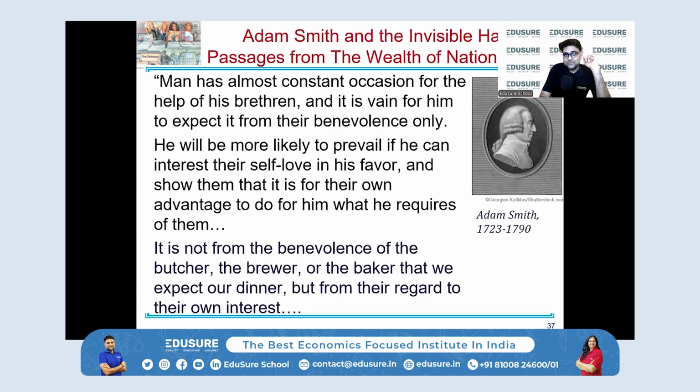So Adam Smith actually mentioned this in his book, The Wealth of Nations, that man has almost constant occasion for the help of his brethren, and it is in vain for him to expect it from their benevolence only. This is the actual passage from the book. This is where he says that the invisible hand, that is the market forces, will lead to the most efficient outcome.